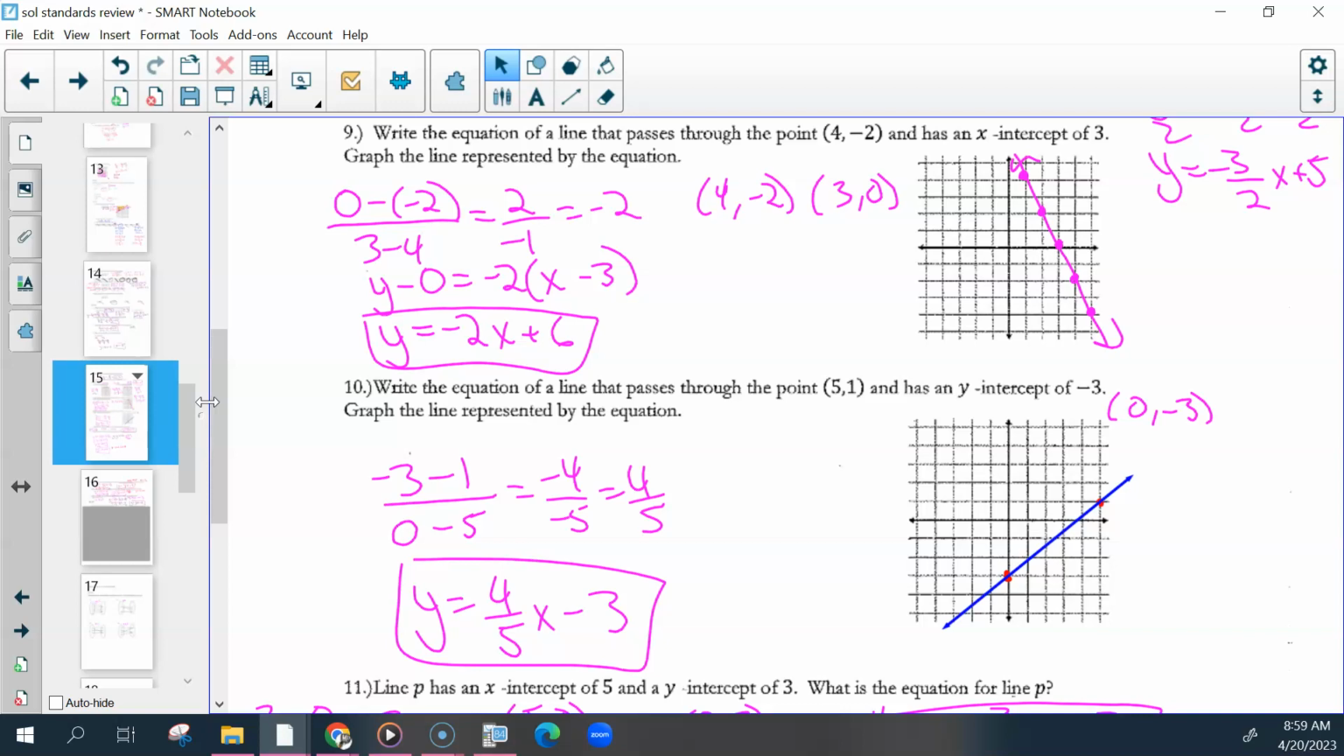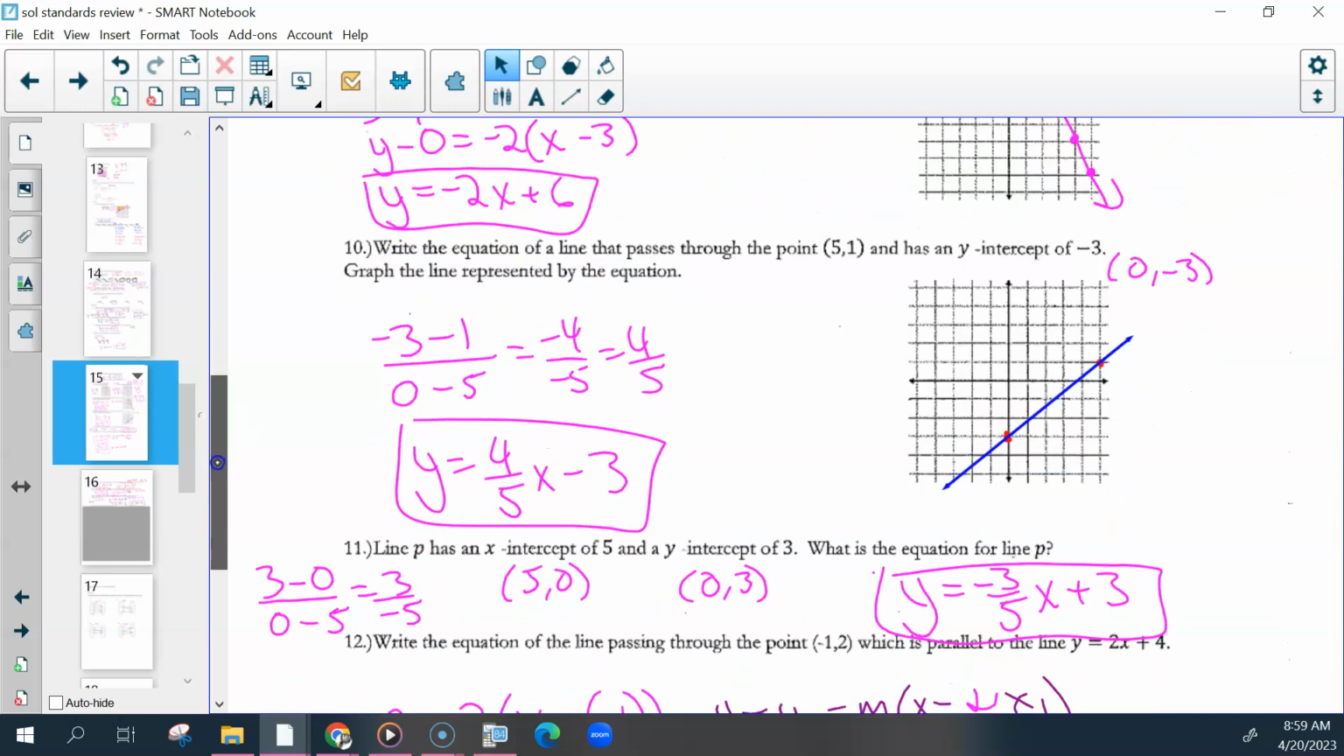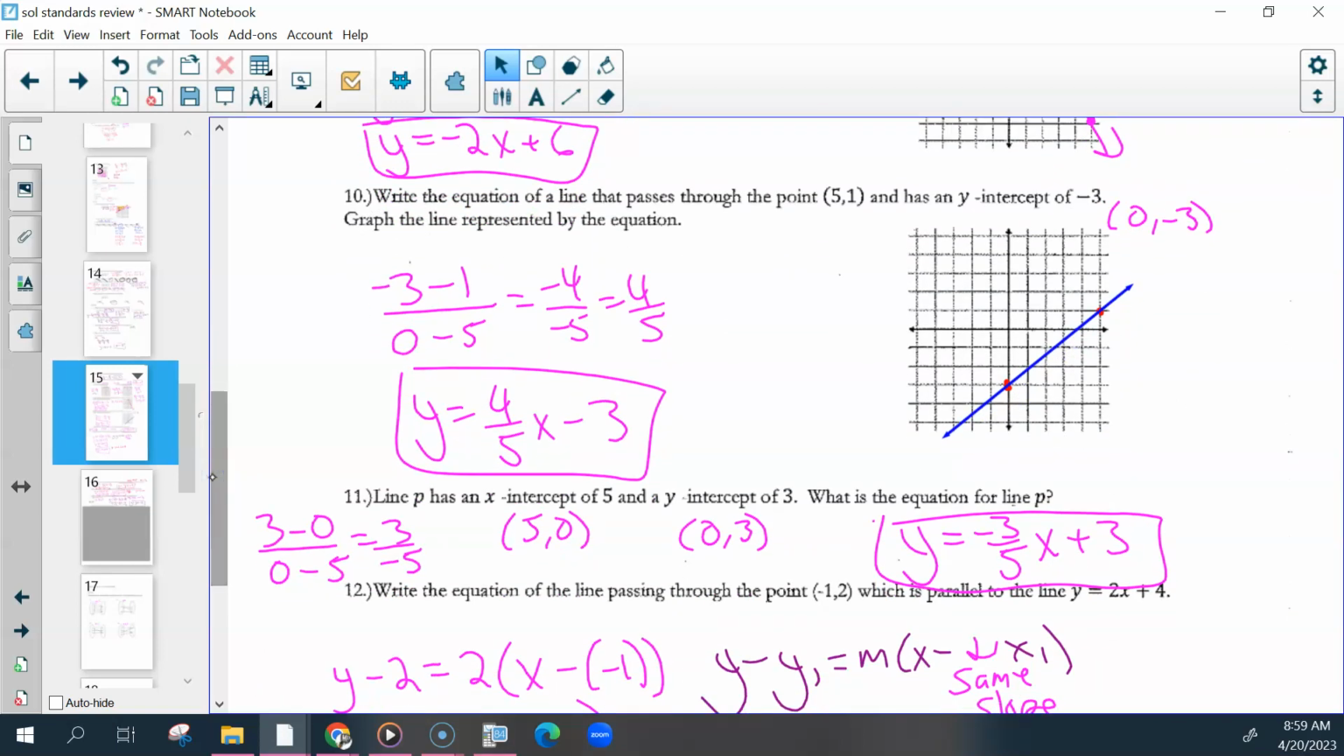And then 11 is like 6, but more, because it gives you x-intercept and a y-intercept, which were the same as 6. The slope is the same. And since it gives you your y-intercept, you know your equations. You can put those together.